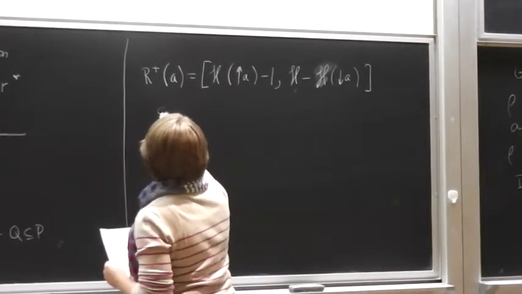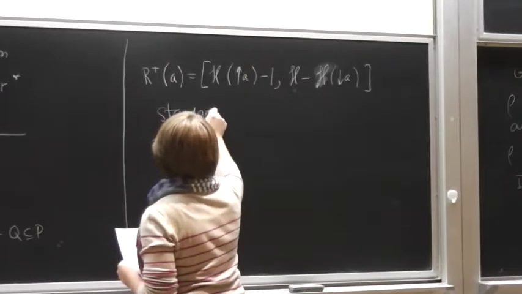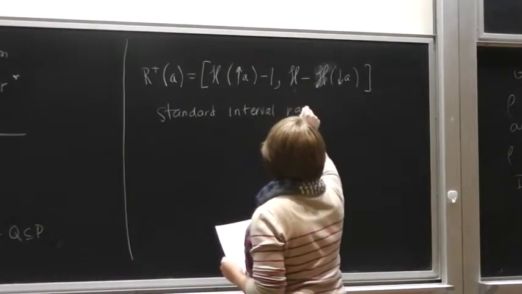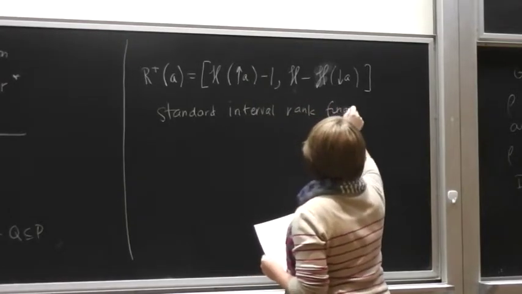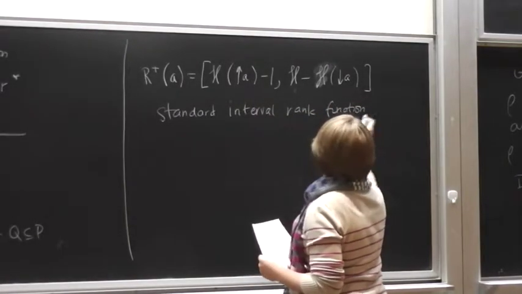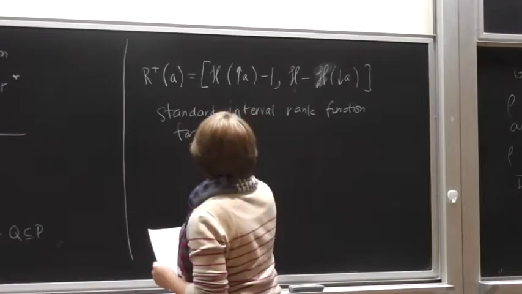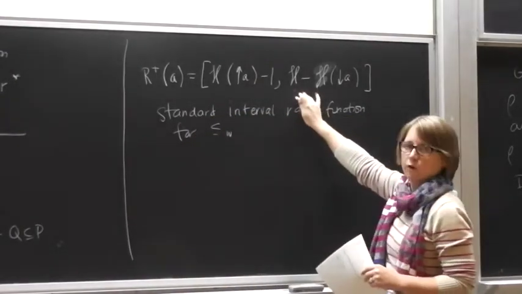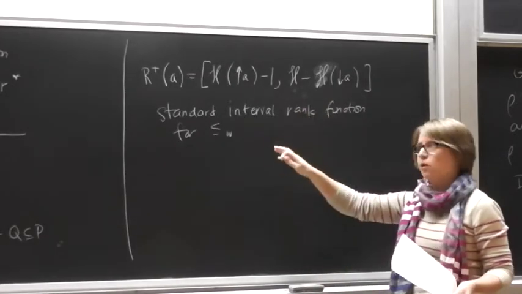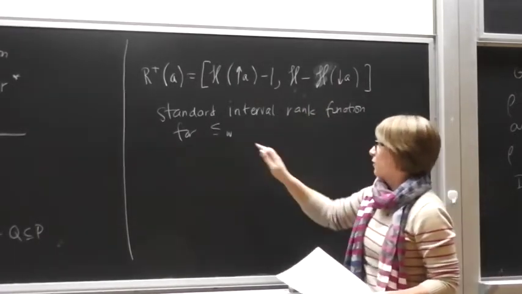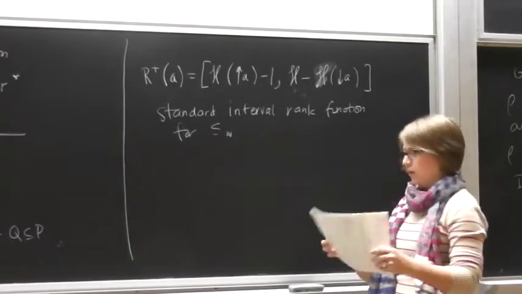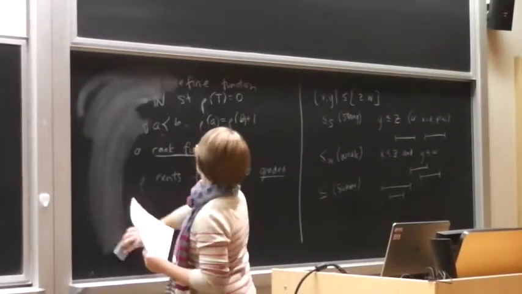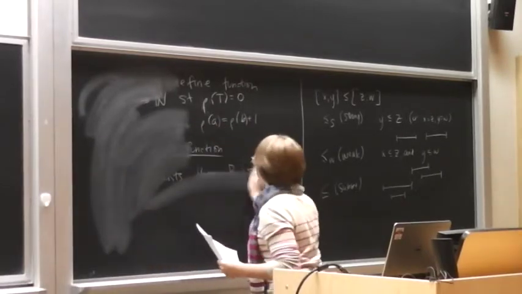And so this is called the standard interval rank function, and it is for the weak order. You can create a similar one for the subset order that's also kind of canonical, but we like the weak order the best. I think it's the easiest to understand. Well, I decided to erase instead of pull down.